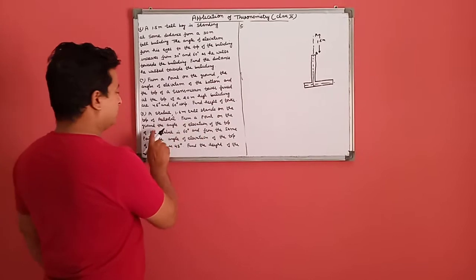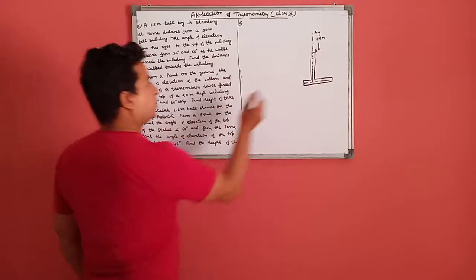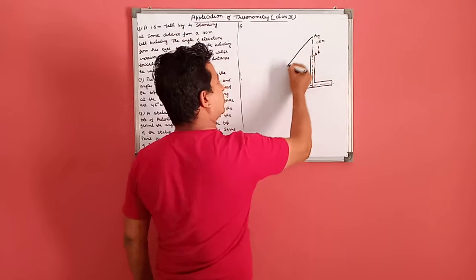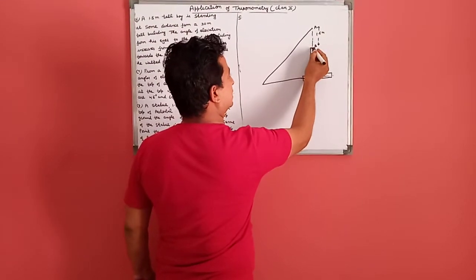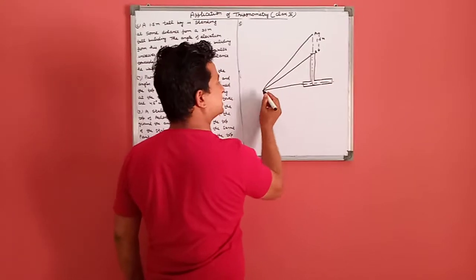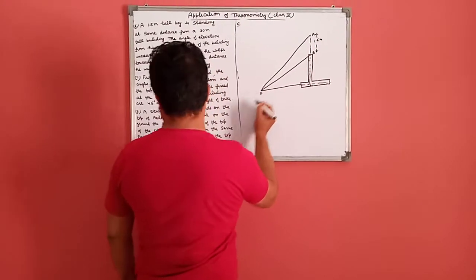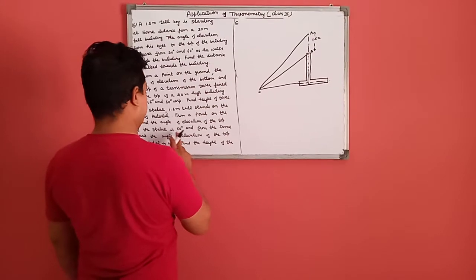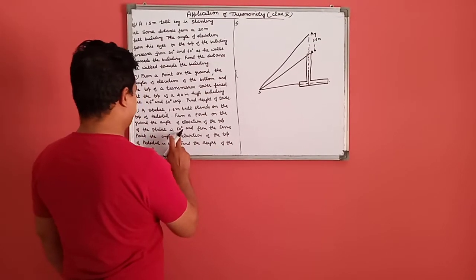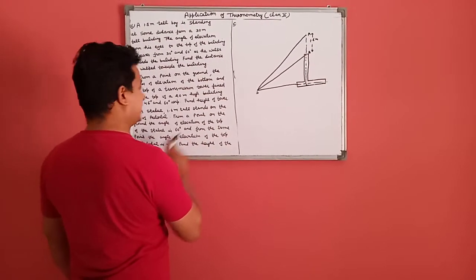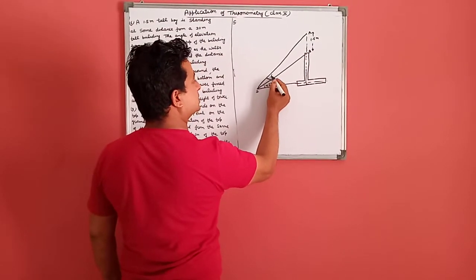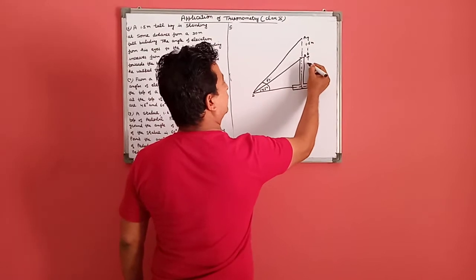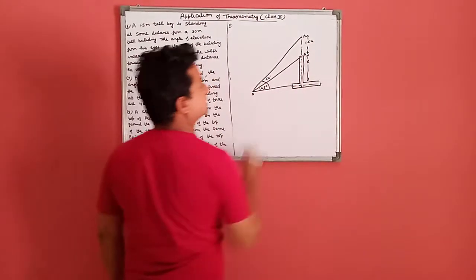And from a point on the ground, the angle of elevation of the top of the statue, this is the top of the statue, and the top of the pedestal, this is the top of the pedestal. The angle of elevation of the top of the statue is 60 and the angle of elevation of the pedestal is 45. This is 45. This is 60 degrees. We are required to find the height of the pedestal.